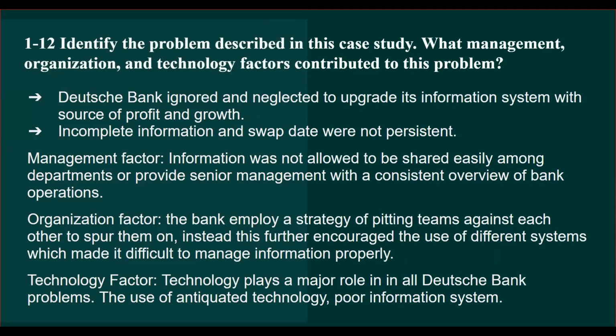So question number 1 says, identify the problem described in this case study. What management, organization, and technology factors contributed to this problem? So the main problem with Deutsche Bank was that they ignored and neglected to upgrade their information system, a source of profit and growth. They also had incomplete information, and swap data was not persistent. So the management factor is that information was not allowed to be shared easily among departments or provide senior management with a consistent overview of bank operations.